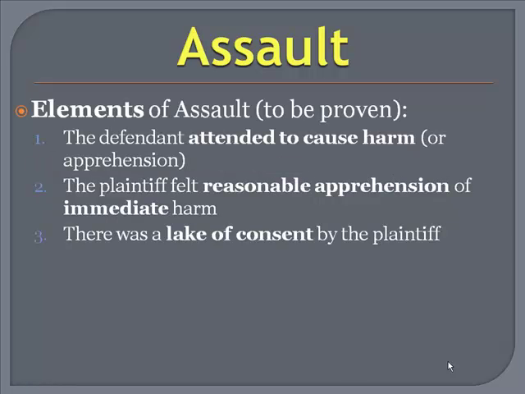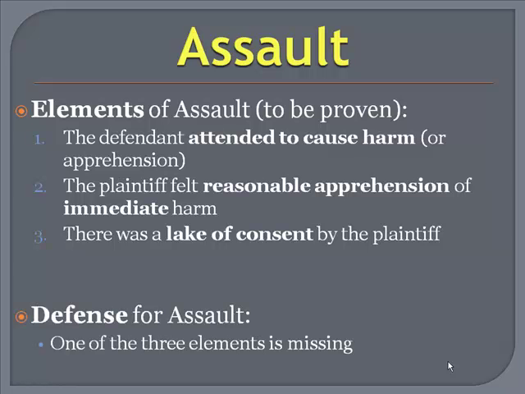The element that you have to prove to show that there was an assault is that the defendant intended to cause harm, there was an apprehension. The plaintiff felt a reasonable apprehension of immediate harm. You can't say, oh, I was afraid that in 6 months something would happen. Doesn't work. Okay, it has to be the fear of a physical harm and a reasonable apprehension of that immediate harm. And, of course, the lack of consent by the plaintiff.